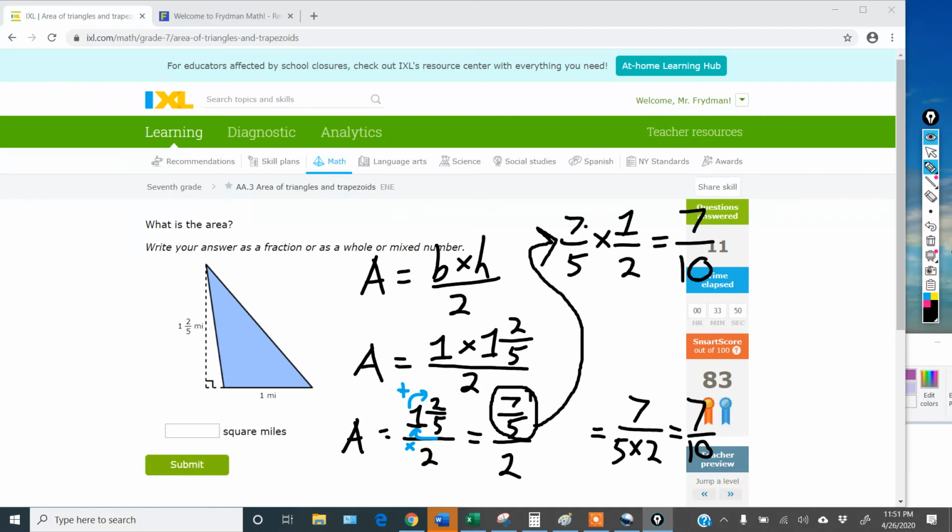So the area would be 7/10 of a square mile. So let's put that over here. Make sure that you are using the / when you put that fraction bar in, not the backslash. You see how these two things are different? Because I don't think IXL gives you credit if you use the wrong one. So make sure you're using the / not the backslash.